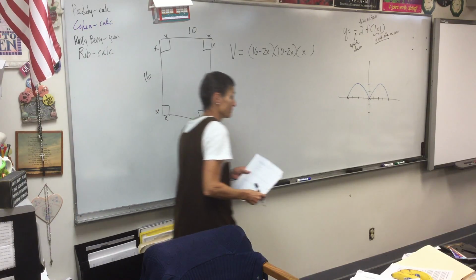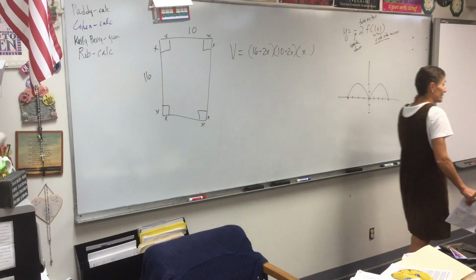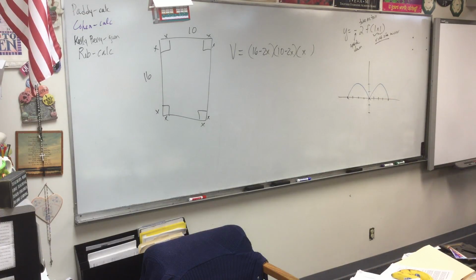Boys and girls, I feel like I'm talking to myself. This equation never changes, ever. So it happens to be a 16 by 10 piece of paper, it could be anything. And it's dimension minus 2x, dimension minus 2x times x. That's our equation. Got it?